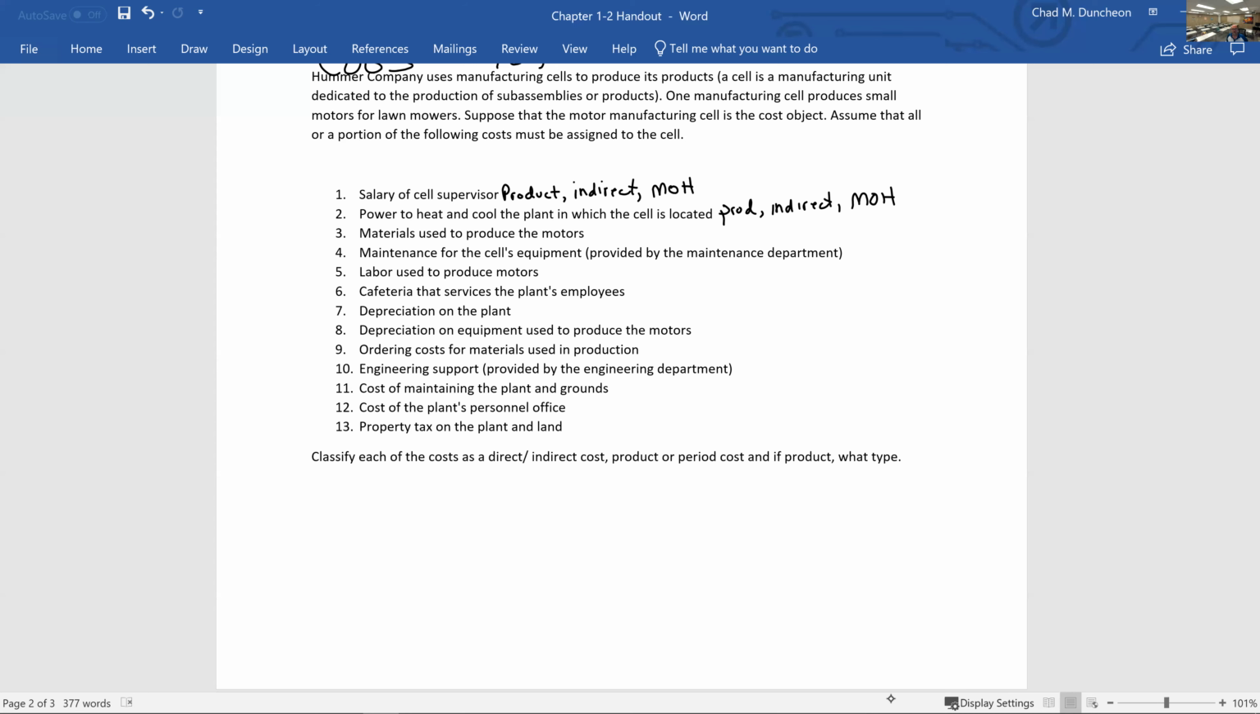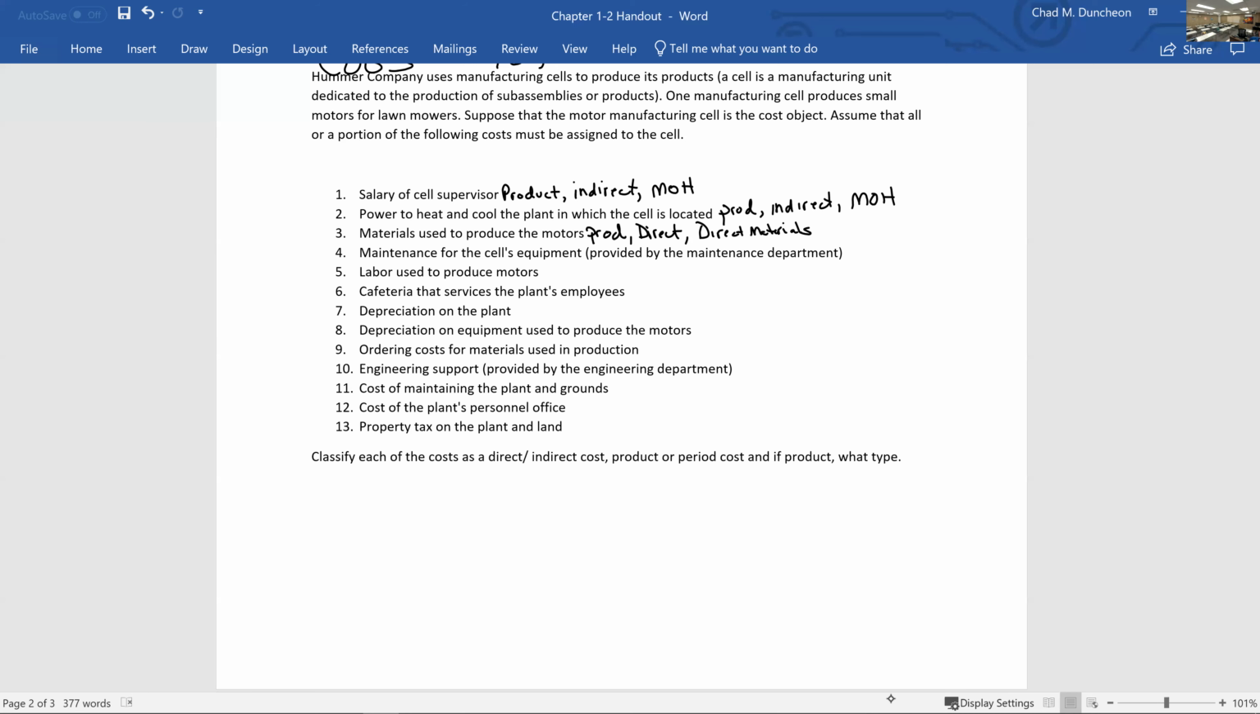Materials used to produce the motors. Well, we're making motors, so that's definitely a product cost. It doesn't give us much information, so we're going to call it direct. And a direct product cost is direct materials. And we'll assume it's the major components, the steel and all that stuff.